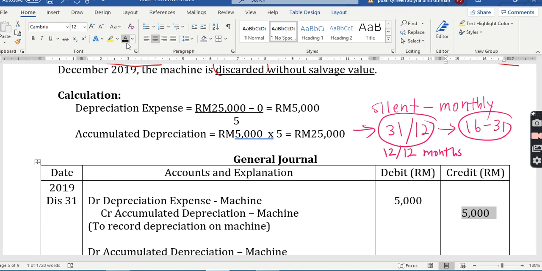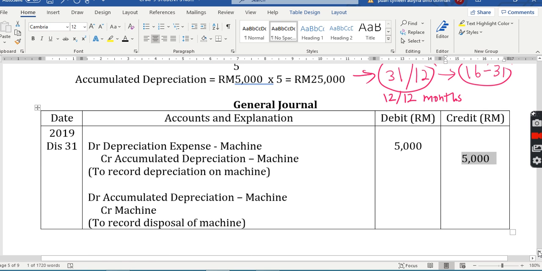And as you saw earlier, if we are increasing the amount of accumulated depreciation, we will credit. But since we want to close the accumulated depreciation account, we will debit accumulated depreciation. So the reverse entry will actually close the particular account. Okay, so as you can see here, we will debit accumulated depreciation. How much was the accumulated depreciation?